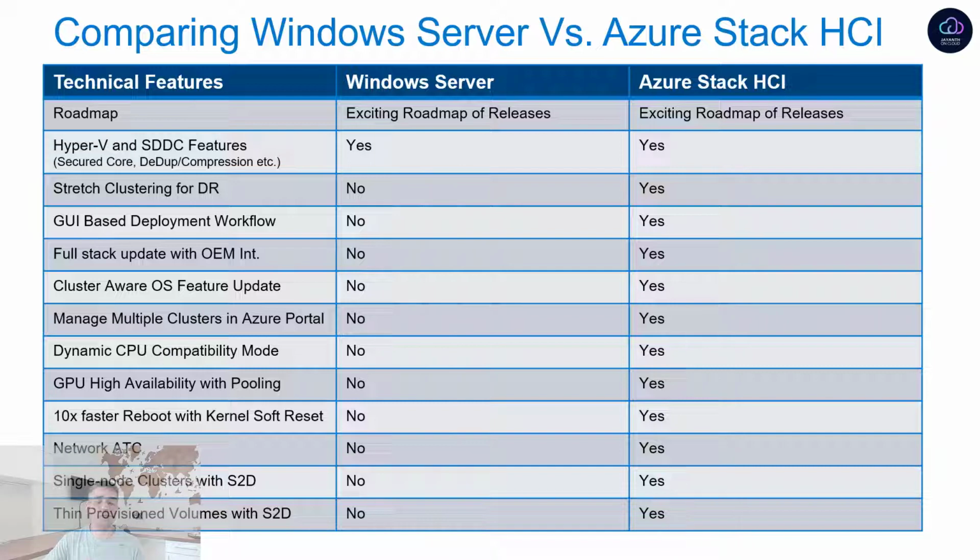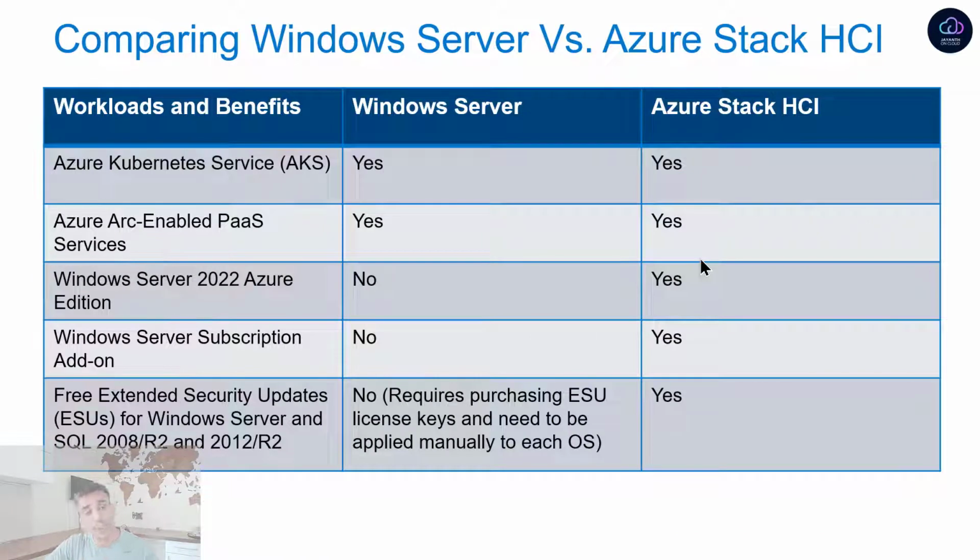Recently, Microsoft also started supporting single node clusters with S2D. So imagine all those remote and branch office locations, or even edge locations, which just require a single node: you can deploy an Azure Stack HCI cluster on that single node, and it's supported only with Azure Stack HCI and not on Windows Server. Thin provisioned volumes are again only supported on the Azure Stack HCI OS and not on Windows Server. So these are some of the technical differences that you can think of between Windows Server and the Azure Stack HCI operating system.